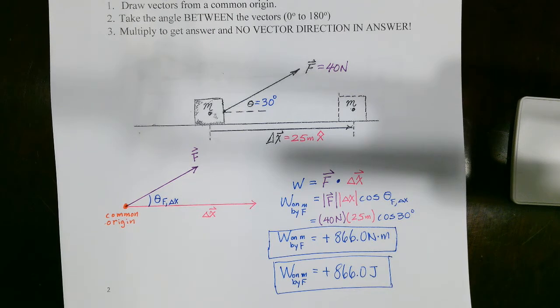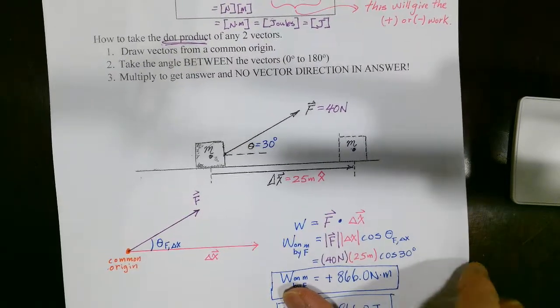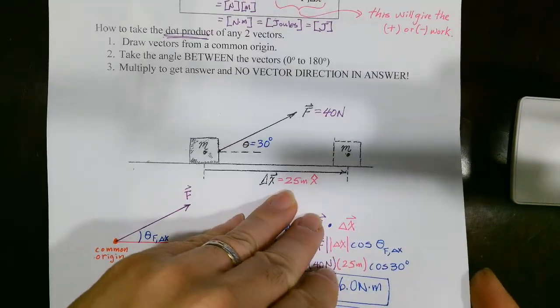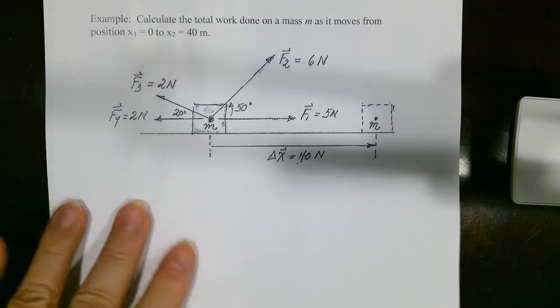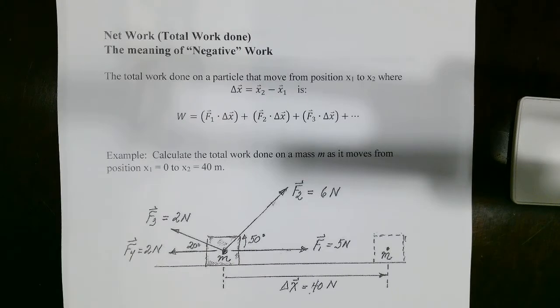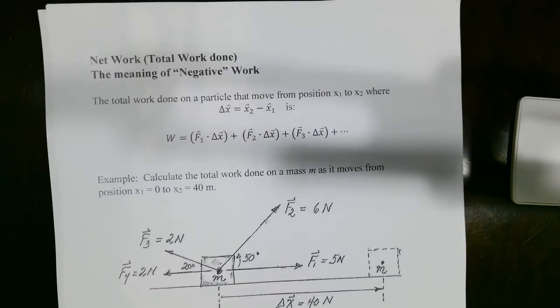But what about when there are multiple forces? Then you have to find all the work done by each individual force, and then add them up. And what happens when you add all the work up? You get net work. Work net is what you get. So the net work is the sum of all work done by each individual force.